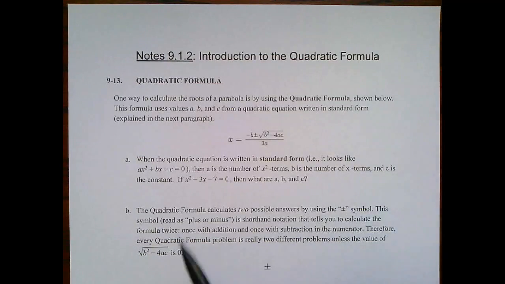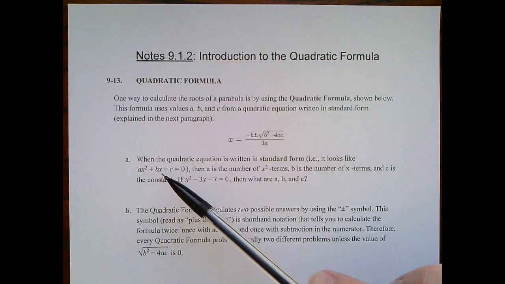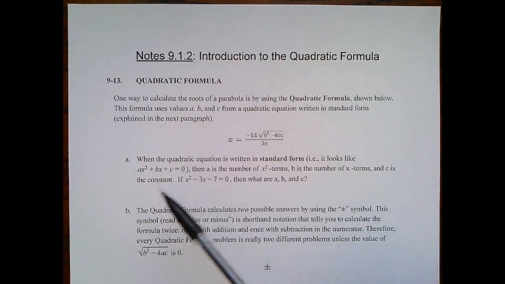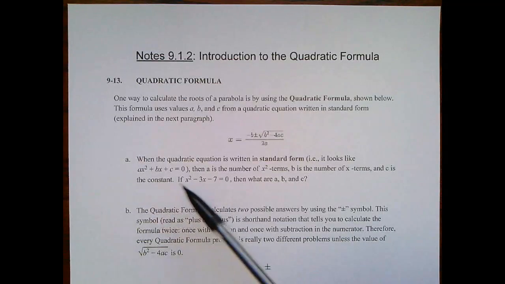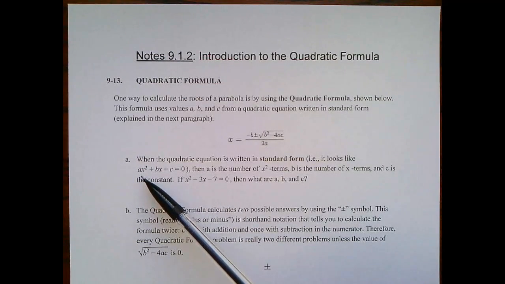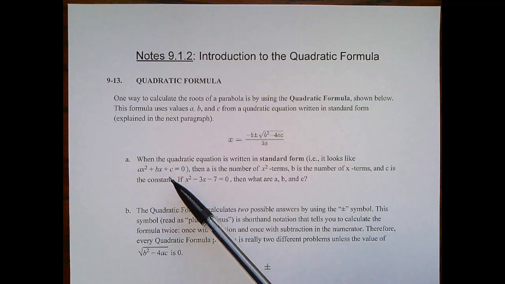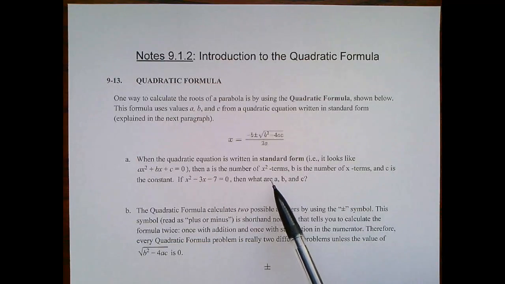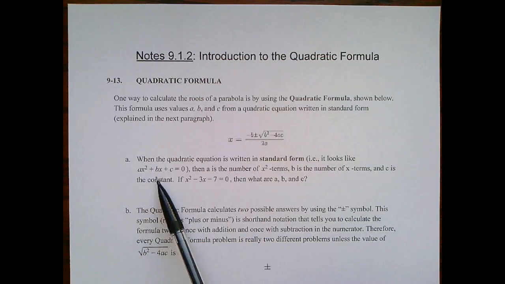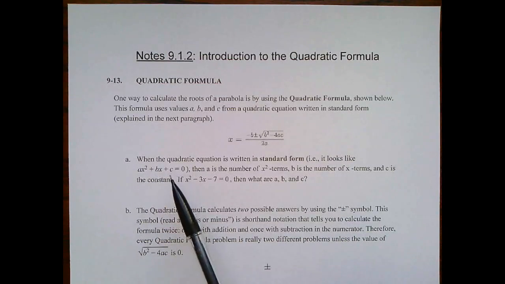So what does it say? In part A, when the quadratic equation is written in standard form, it looks like ax squared plus bx plus c is equal to 0. Now we know this. We know standard form goes in highest to lowest order of exponents. Here you have ax squared, that's the biggest exponent, x squared. You have bx to the first, and then c by itself, which is a constant. So in standard form, a is the number of x squared terms, b is the number of x terms, and c is the constant. So all we have to do is steal a, b, and c from this right here. So a is always in front of x squared, b is in front of x to the first, and c, the constant, is by itself with no x's.